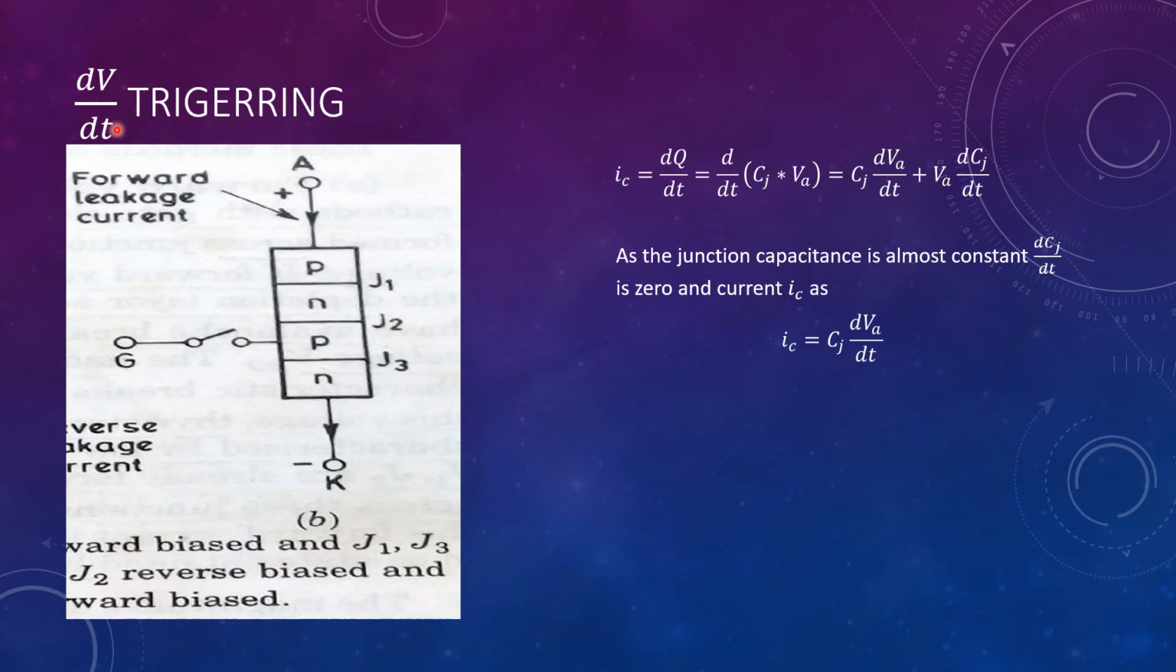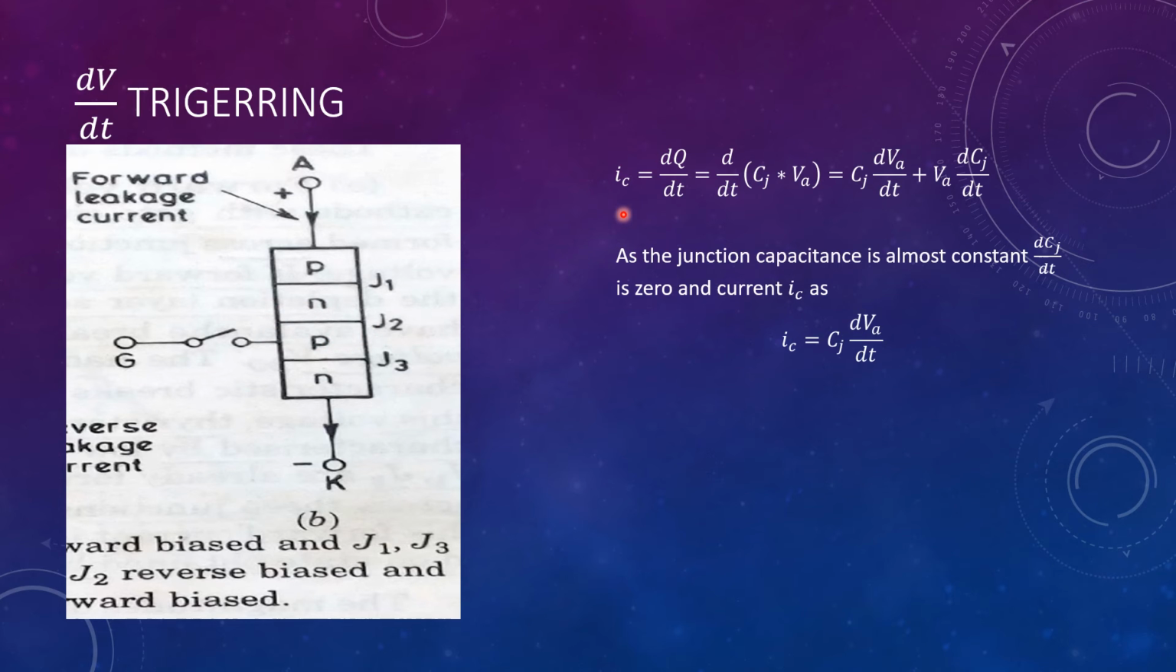The next method for triggering is called dV by dt triggering. In dV by dt triggering, the anode is positive with respect to cathode and gate is open. Junction J1 and junction J3 are forward biased. Junction J2 is reverse biased. Depletion layer is formed at junction J2. Depletion layer formed at junction J2 acts like a dielectric. Therefore, junction J2 behaves like a capacitance.